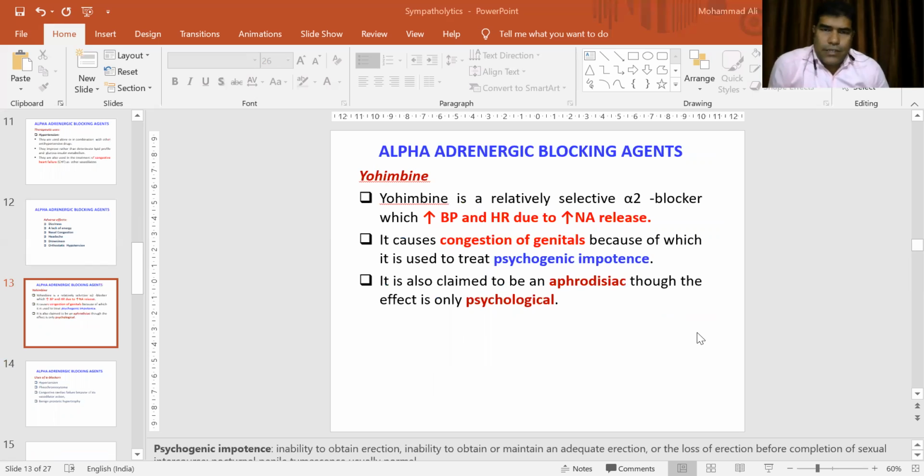Now coming to another drug, yohimbine. Yohimbine is a relatively selective alpha-2 blocker which increases blood pressure and heart rate due to increased noradrenaline release. It causes congestion of the genitals, because of which it is used to treat psychogenic infertility. It is also claimed to be an aphrodisiac, though the effect is only psychological.